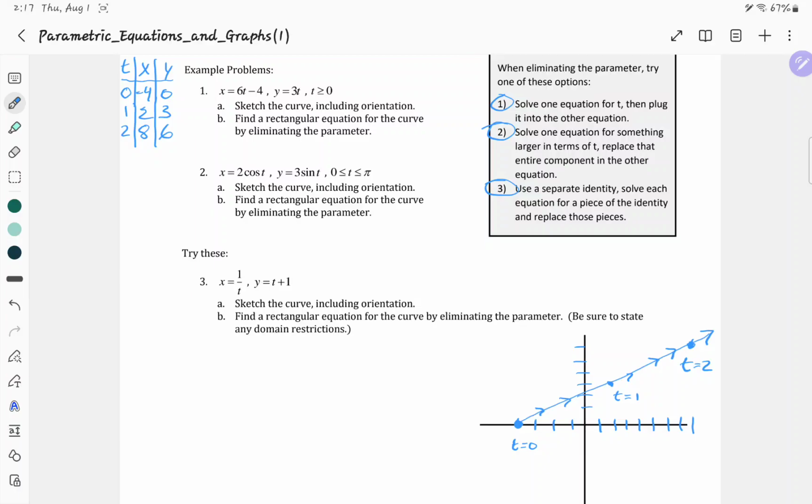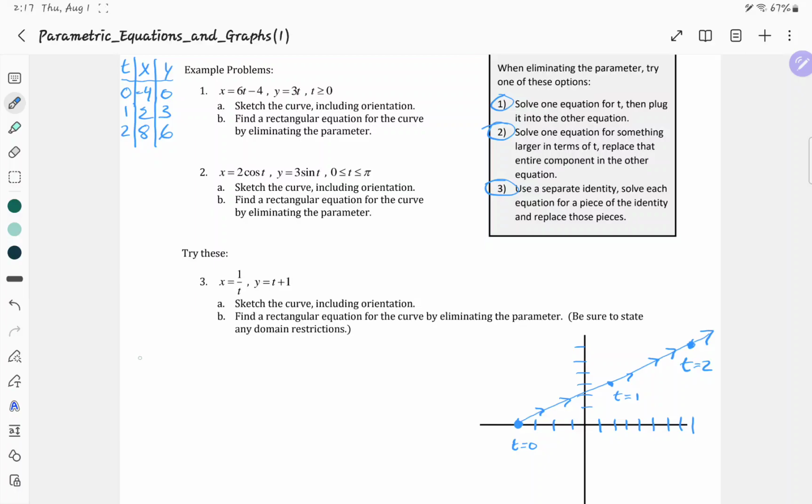So this is the first part, right? Sketch, include the orientation, that sort of thing. So that's one way of sketching, is just plotting points. The other way of sketching is actually doing something like part B, finding a rectangular equation for the curve. So doing a rectangular equation for the curve would be, like I said, we'll choose one of these values. If you can do number 1, usually that's the easiest, and that's probably going to be the best one for this one. So I'm going to take this y is 3t.